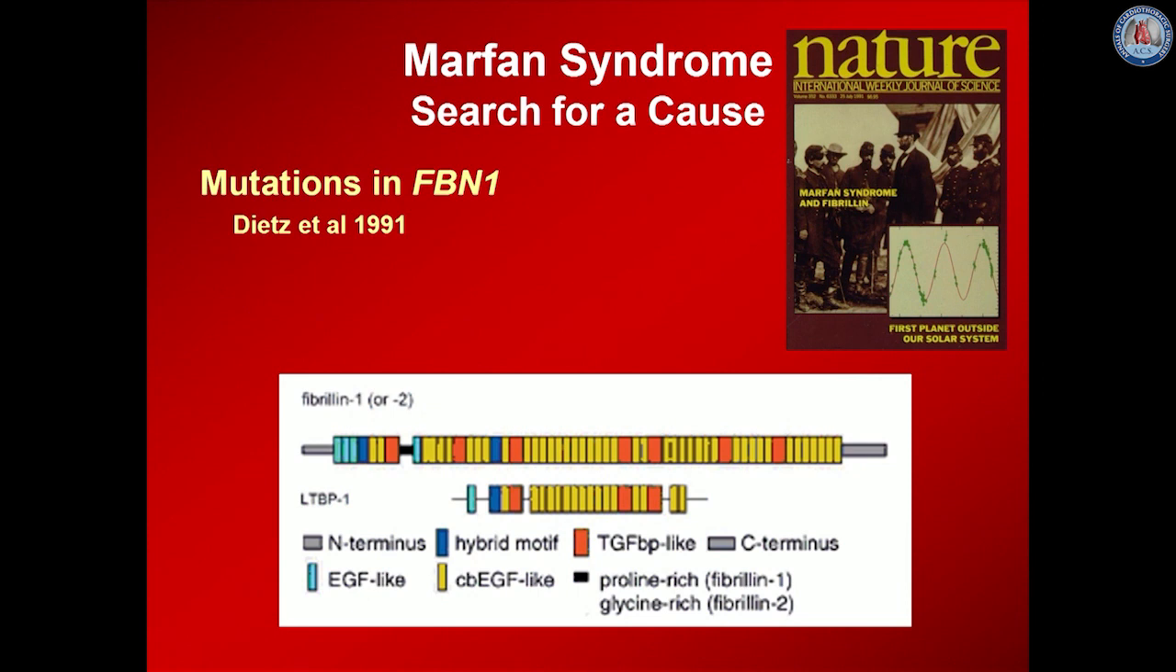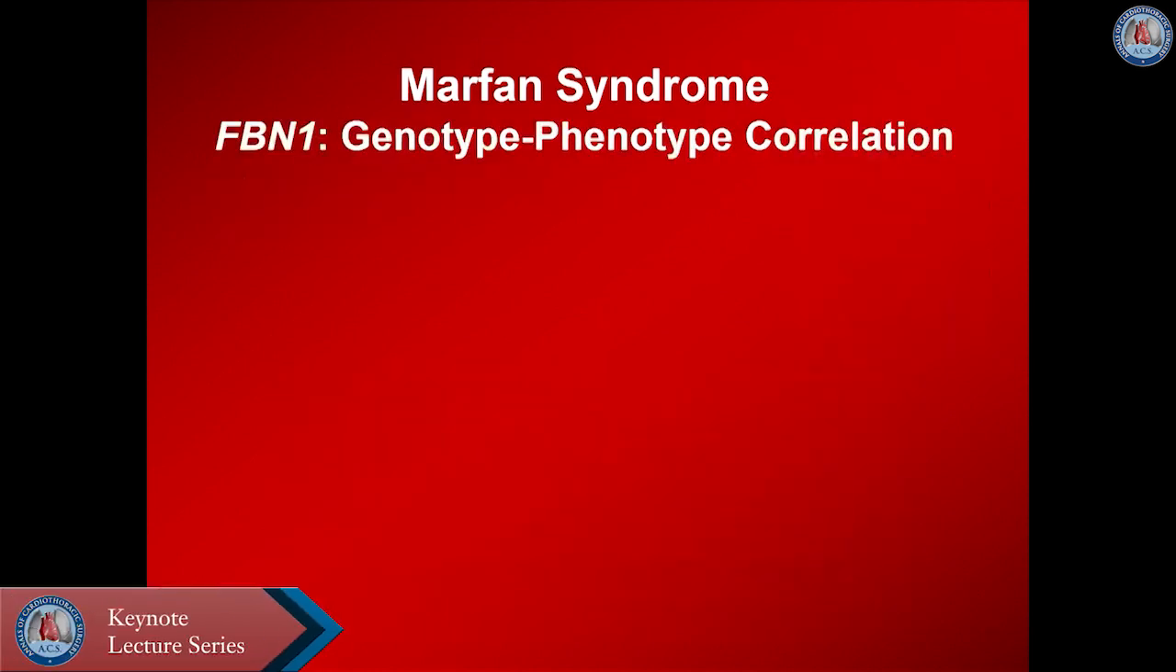Fibrillin is a very large protein, a component of the elastic fiber, and it spans a considerable region of chromosome 15 and has similarity, homology, to a latent transforming growth factor binding protein, which is capable of associating with fibrillin-1.